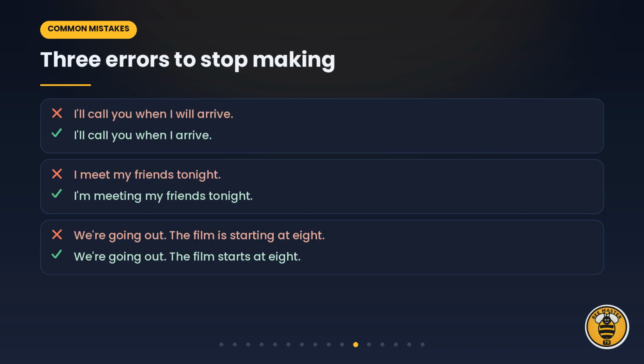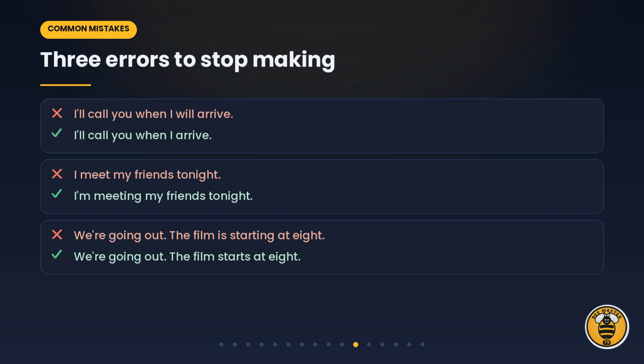Now the mistakes. These are the 3 I see most often. Number 1, 2 wills in 1 sentence. After when, we keep the present simple, so it is, I'll call you when I arrive. Number 2, using the present simple for a personal plan. I meet my friends tonight sounds like a habit or a timetable. Because it is an arrangement, say, I'm meeting my friends tonight.